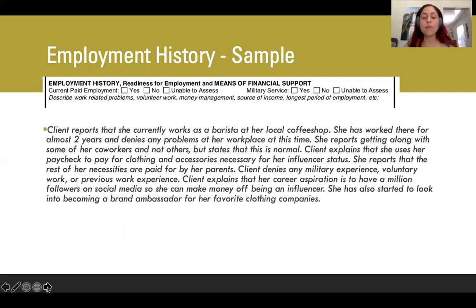All right, here's another sample of what you might write in the employment history. So I have here what the client's doing now, how long she's worked there, she denies any problems, normal relational issues with coworkers, what does the client spend their money on? I have that here. Denies military experience, voluntary work, or previous work experience. Starting to paint a picture of this client's life and what they've been doing. And then as I mentioned, I repeated the career aspiration here with a bit more details.